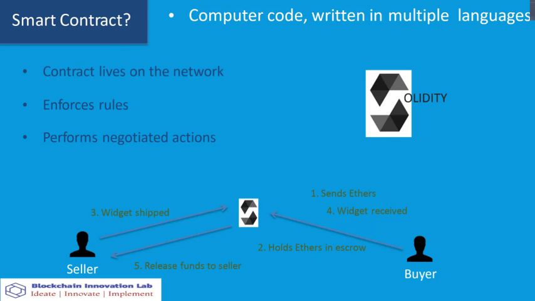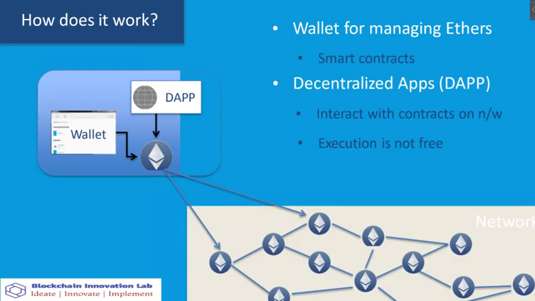So if you see here how these two people, the buyer and the seller, are transacting the ethers, the ether is nothing but a coin of the Ethereum. So how does it work? The wallet for migrating the ethers.